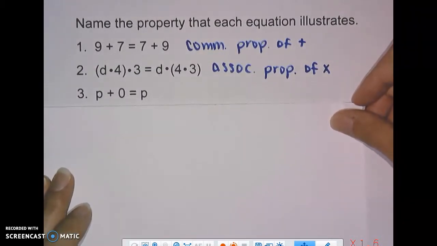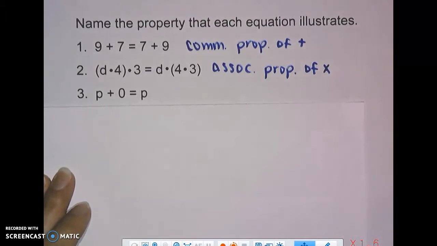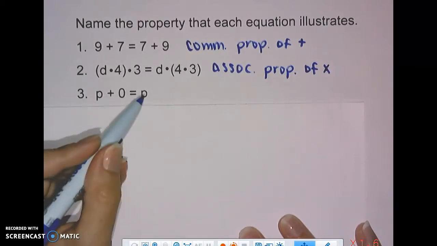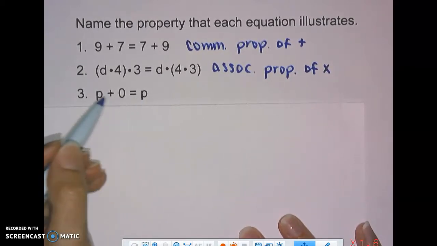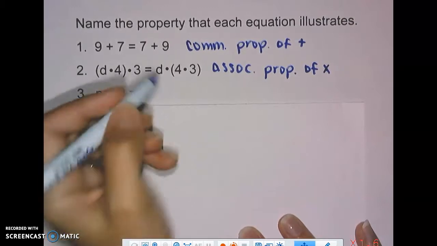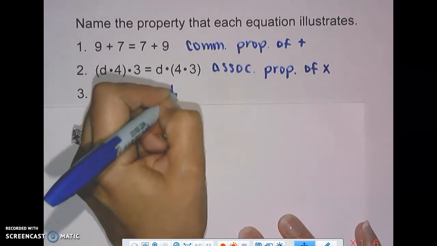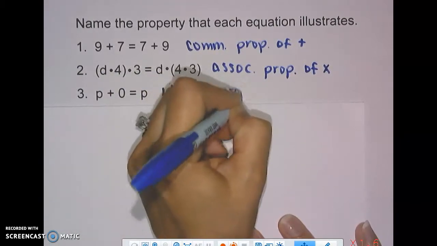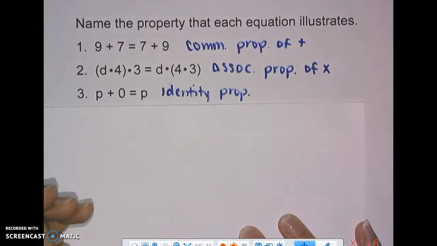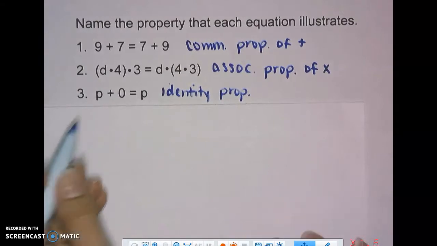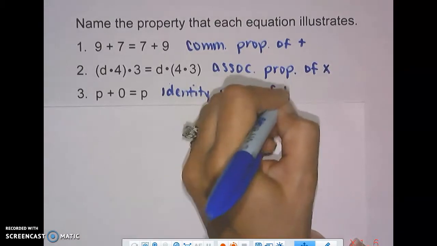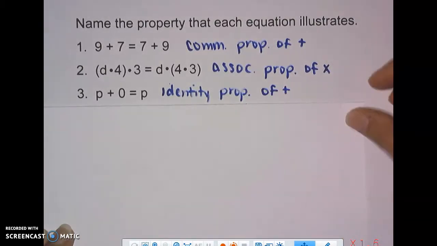That's up to you. The next one we have is P plus 0 equals P. So we're starting with a number, we're adding 0 to it, and we're ending with that exact same number. Whenever you start and end with the same thing, that's going to be our identity property. This is another one that has multiple operations that work with it. So since there's an addition sign here, we do need to say the identity property of addition.